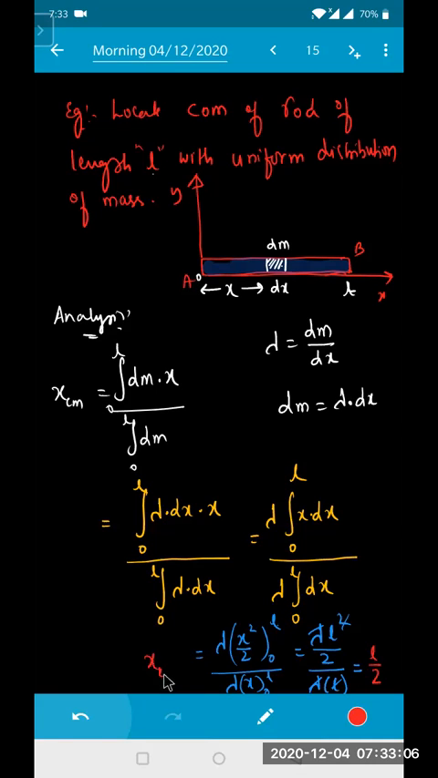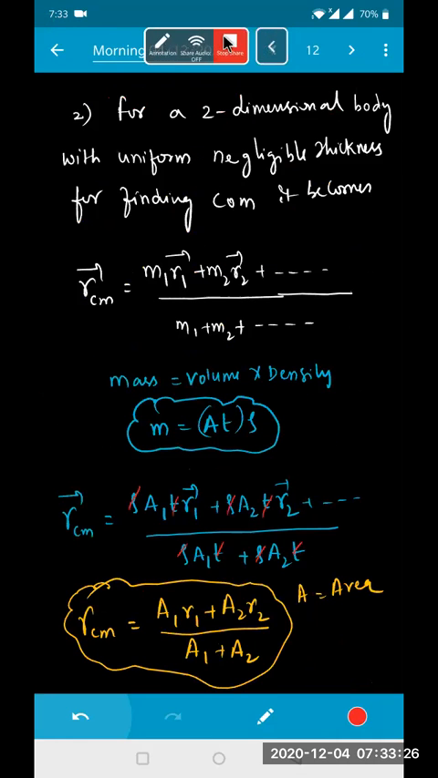The center of mass of a rod will lie exactly at the center. We got the proof here also: it is exactly at a distance of L by 2. Understood? Yes. Okay, we will do more applications of this in tomorrow's session of the class. Okay, bye beta. Thank you, sir.